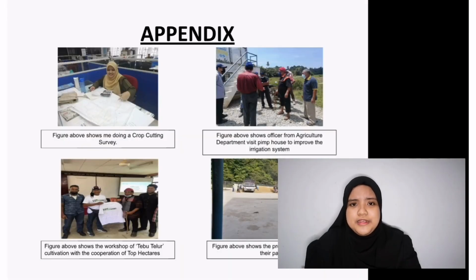Lastly is the appendix. The first picture shows me doing a crop cutting survey, and the second picture is agriculture officers visiting a farmhouse. The next picture is the tebu telur cultivation workshop program in cooperation with Top Hectares, and the last picture shows the process of farmers selling their paddy.